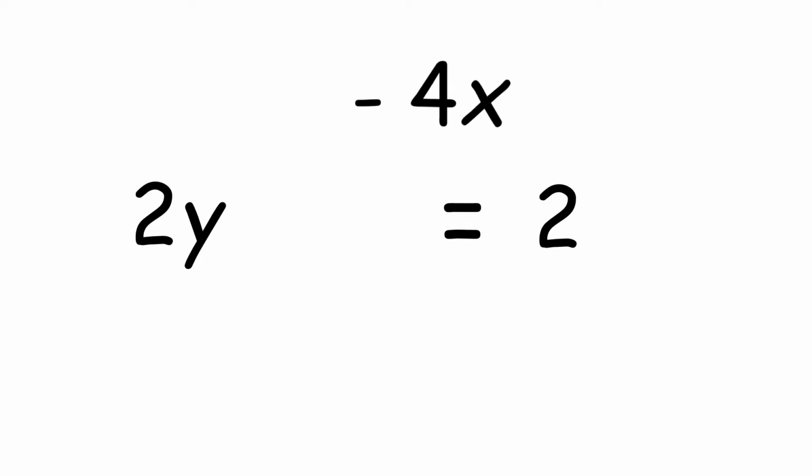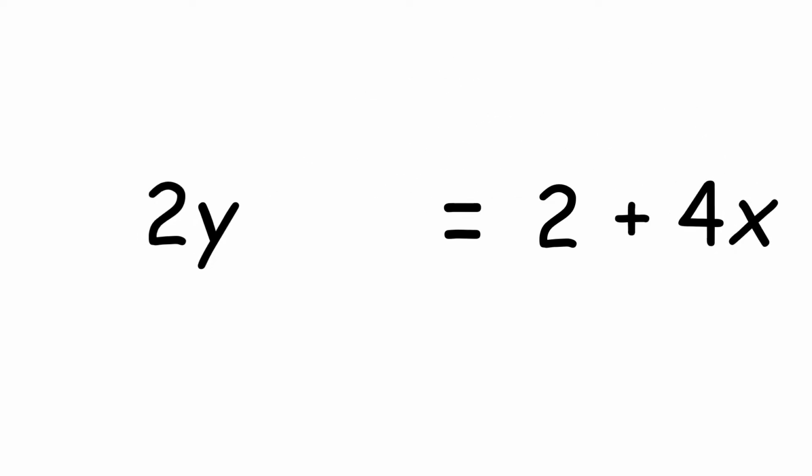For example, in this equation we have the variables x and y. And we're going to solve this equation for y. So to do that we need to isolate the y term, and what we'll do is the opposite of our minus 4x on both sides. So we end up adding 4x over on the right and cancelling it out on the left.